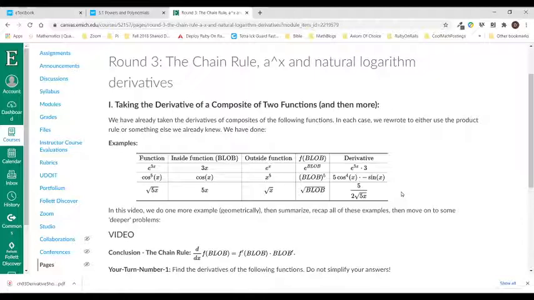So that does give us what the chain rule actually says, that the derivative of f of blob is just f prime of blob times the derivative of blob. In the next little video, we'll try to run through, I would say, 5 or 6 examples.